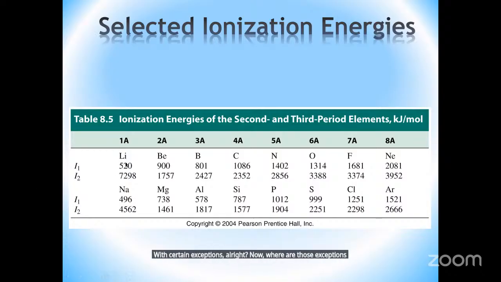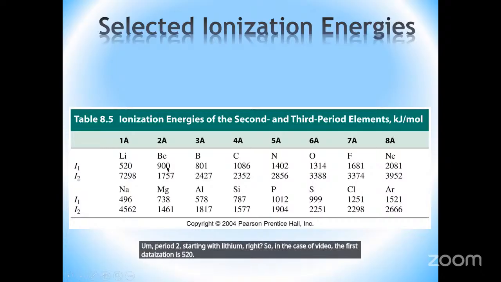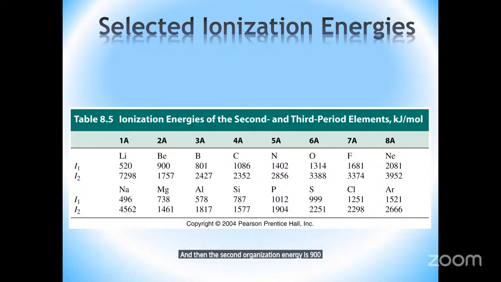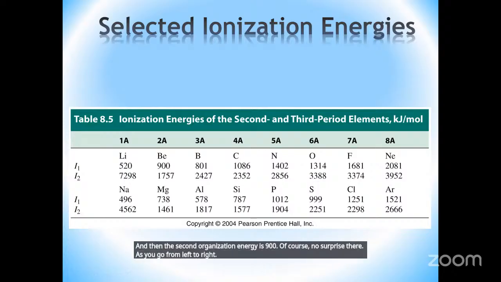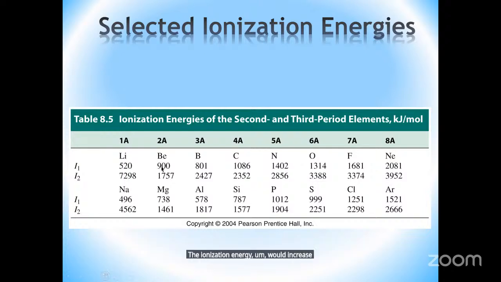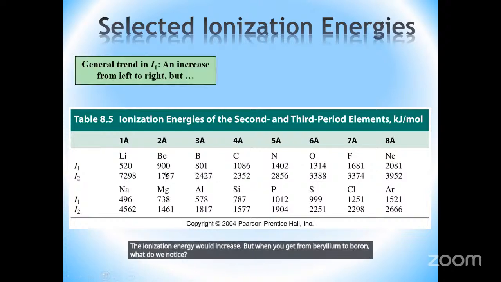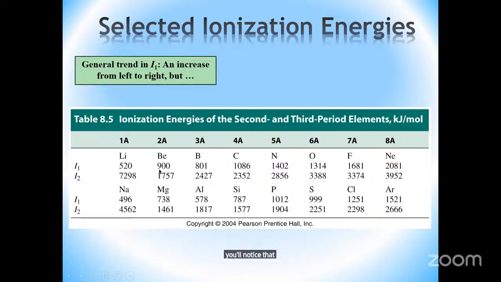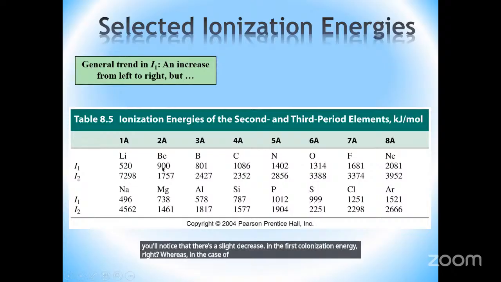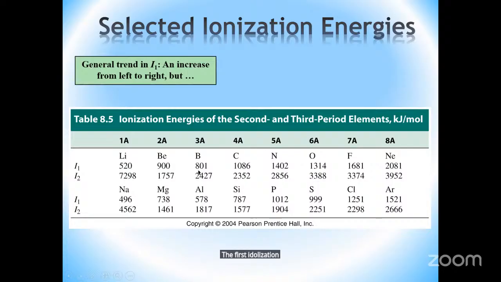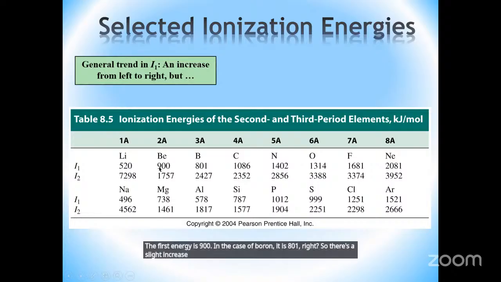Let's look at period 2, starting with lithium, right? So in the case of lithium, the first ionization energy is 520, and then for beryllium it is 900. Of course, no surprise there. As you go from left to right, the ionization energy would increase. But when you get from beryllium to boron, what do we notice? We notice that there's a slight decrease in the first ionization energy, right? Whereas in the case of beryllium, the first ionization energy is 900. In the case of boron, it is 801, right? So there's a slight decrease going from beryllium to boron.